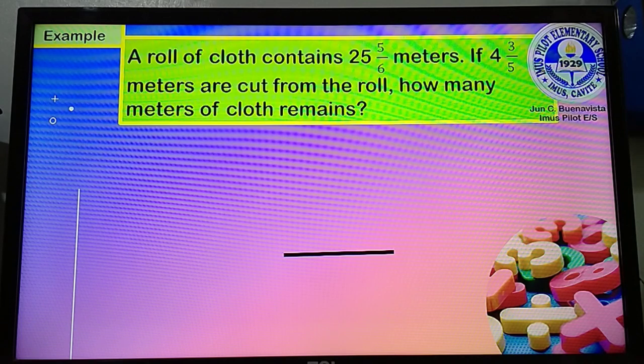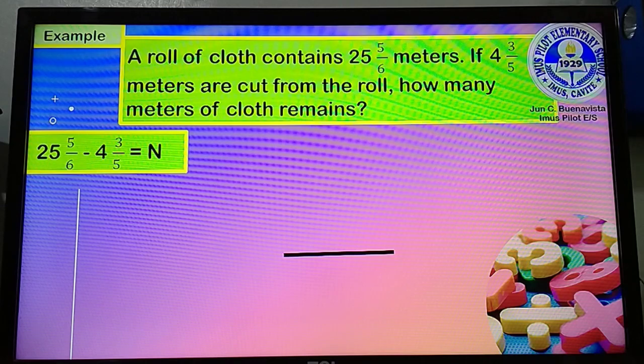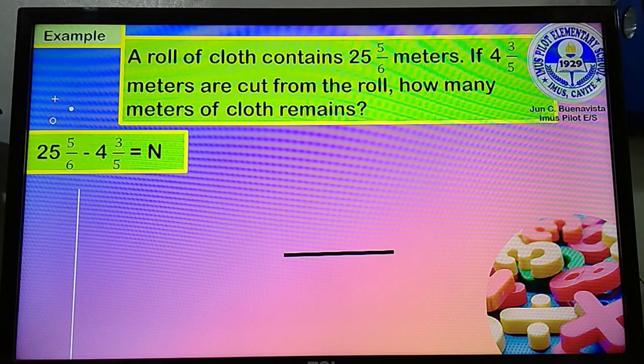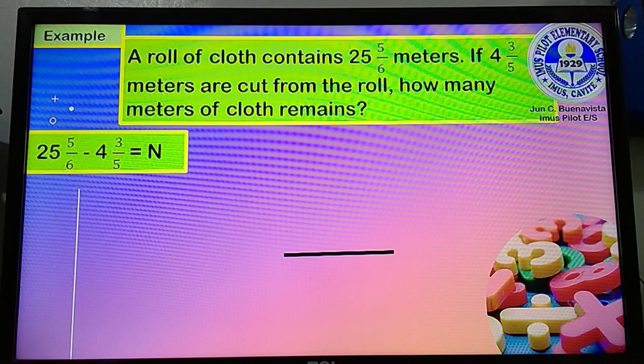Okay. So, our given facts is 25 and 5/6 and 4 and 3/5. Then, our clue word is remains. So, pag sinabi ng remains, ibig sabihin, you have to subtract. So, therefore, this problem, the operation to be used is subtraction. So now, our number sentence is 25 and 5/6 minus 4 and 3/5 equals n. Now, we're going to write this in a horizontal way para mas mabilis natin ma-solve.